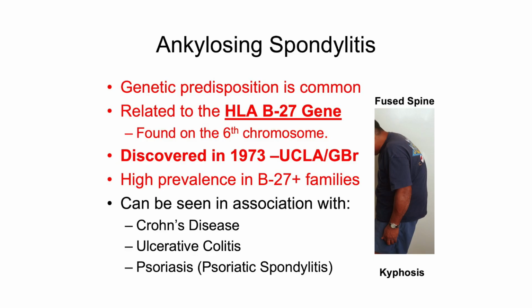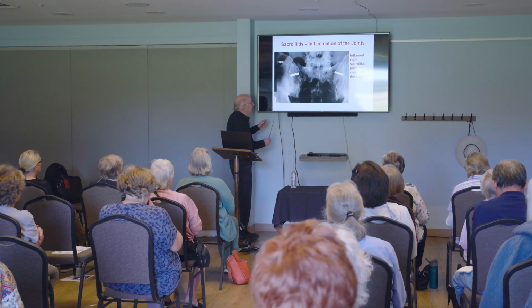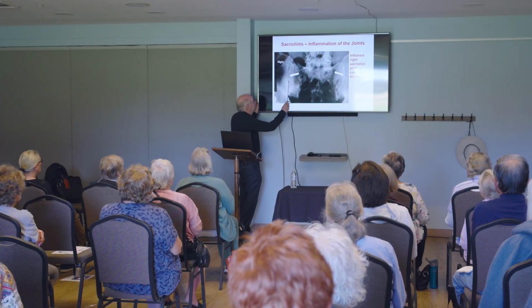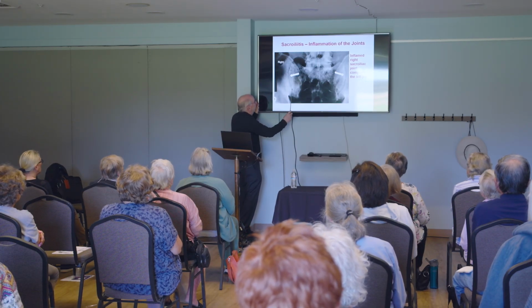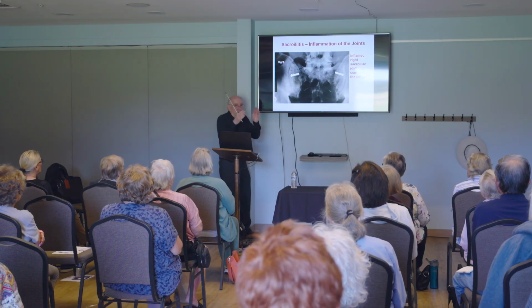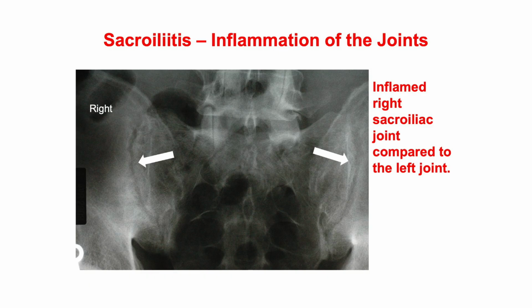So this is very common. It's also common with people who have psoriasis, ulcerative colitis, and Crohn's disease. All are associated with ankylosing spondylitis. Now, this may be hard for you to see, but the sacroiliac joints go right here, and this is very fuzzy looking. It should be very clear, but that's inflammation of the sacroiliac joints.